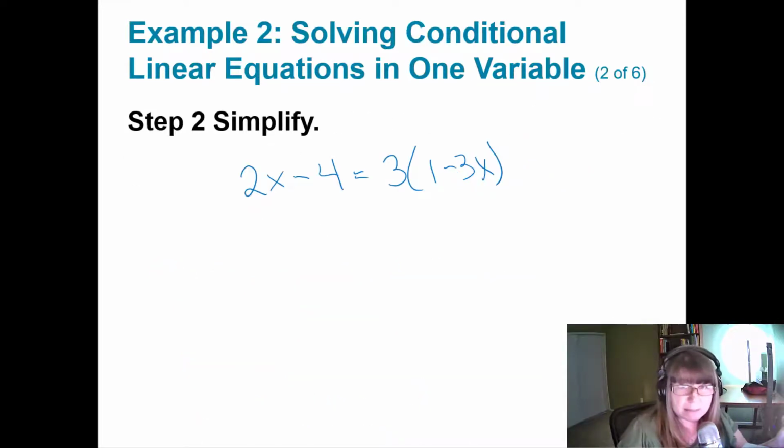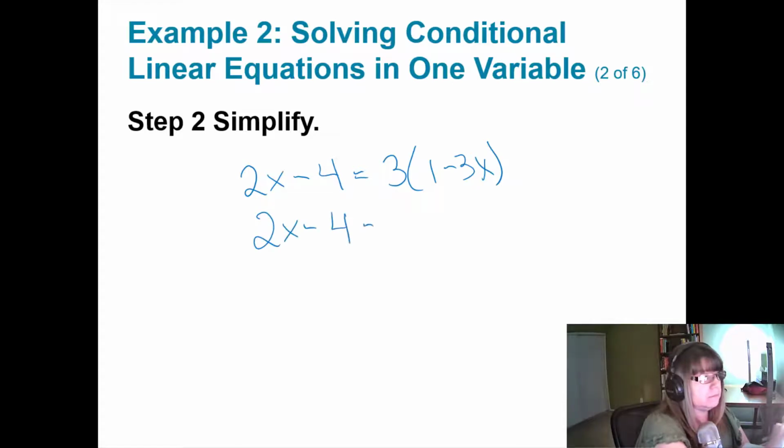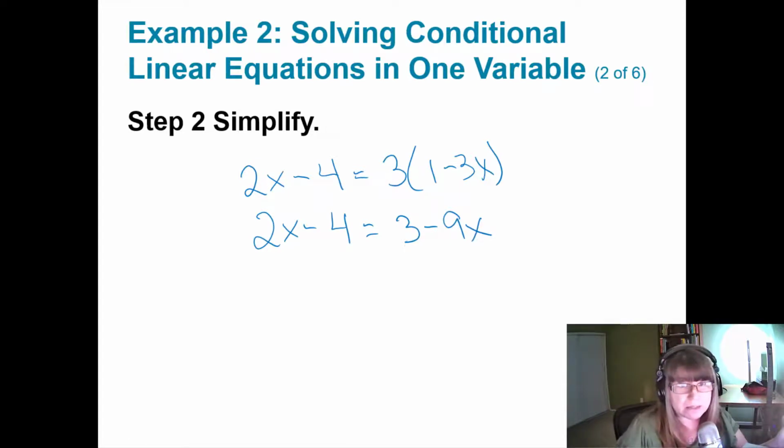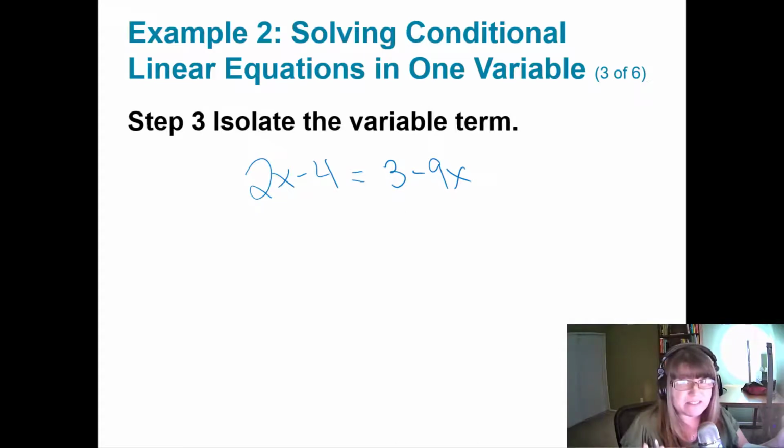And at this point, I'm going to simplify it a little bit further by distributing that 3 into the 1 minus 3x. So I get 2x minus 4 equals 3 minus 9x. Now our next step, number 3, is to isolate the variable term, meaning get the term with all the x's on one side and everything else on the other side.